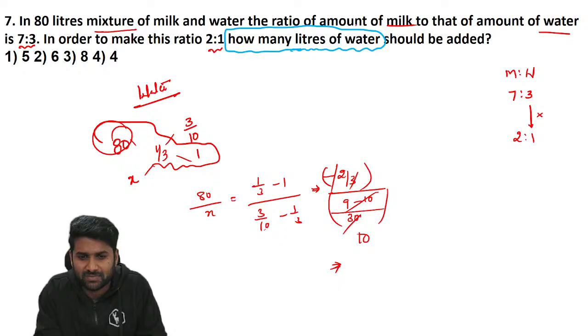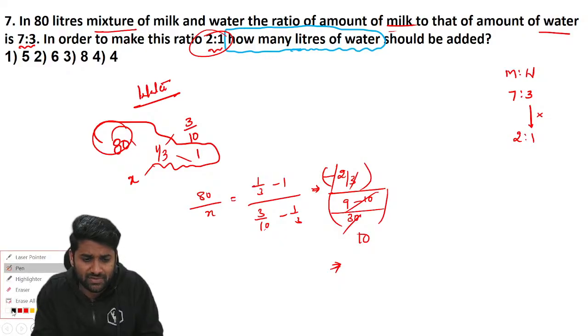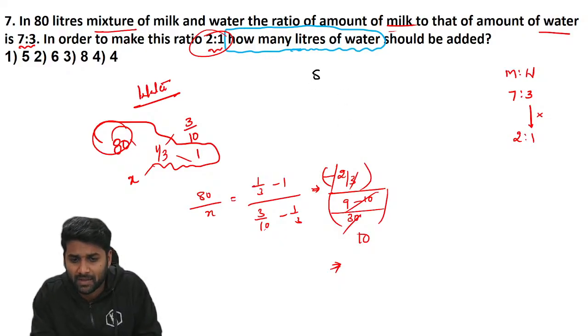80 liters of mixed milk and water. The milk to water ratio is 7 is to 3. 3 by 10, fine. In order to make a ratio of 2 is to 1. Okay, it's a 1 by 3. Let us solve in terms of milk also. 80, 7 by 10. X liters water we are adding. No pure concentration, it is 0. Then the ratio become 2 by 3.